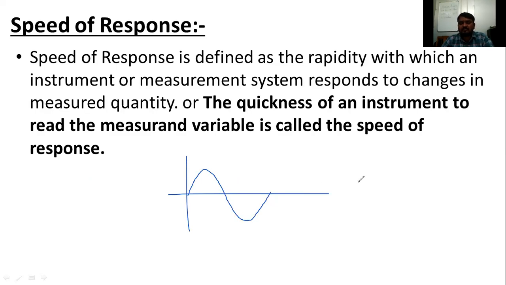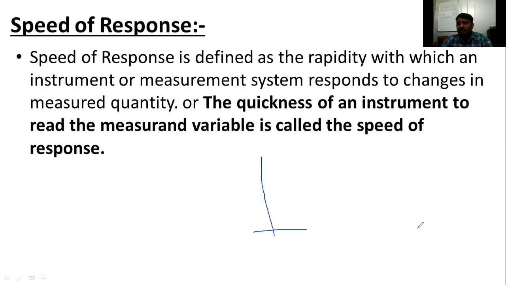What I have drawn? A sinusoidal wave. While I am writing here, you are not getting it until after 1 or 2 minutes. It is showing to you later, which means the speed of response of Zoom is very low. It has some delay. Whatever input I am giving here, the output takes some delay to reach. That is not quickness; there is less speed of response. We can call that. Is it clear?